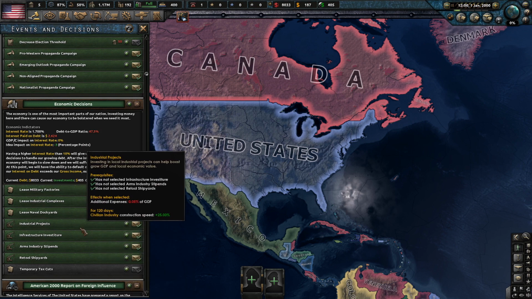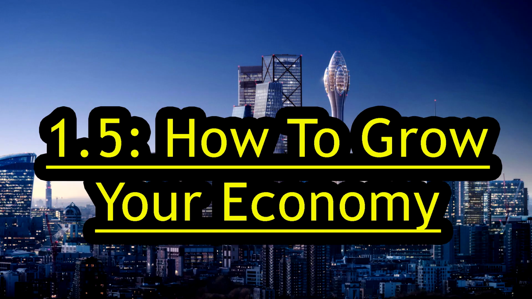Next, we have the project options, which provide bonuses to civilian industry, infrastructure, military industry, and dockyards. These are massive bonuses and incredibly useful. However, it is important to note that they cost 0.05% of the GDP, which is significant, so use them carefully.